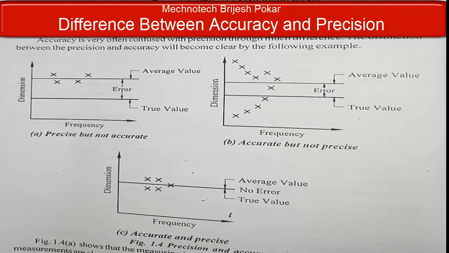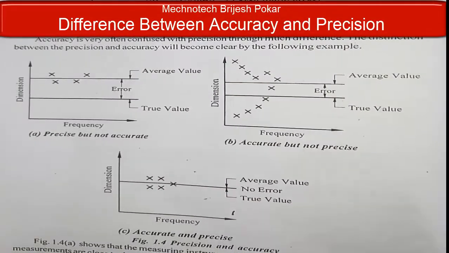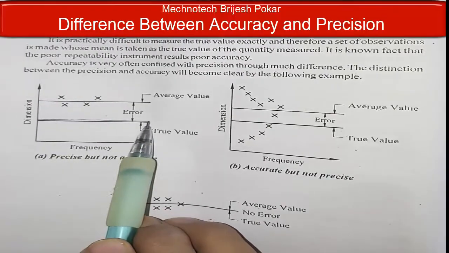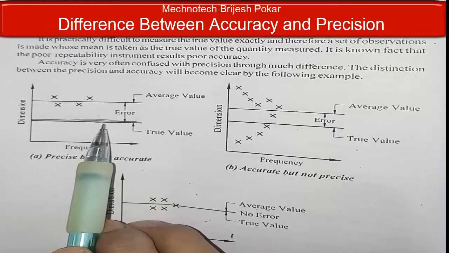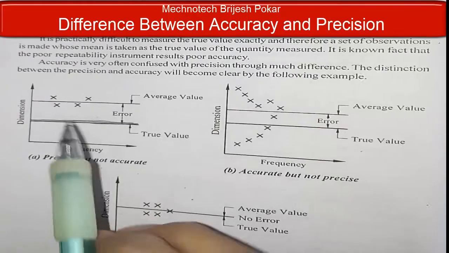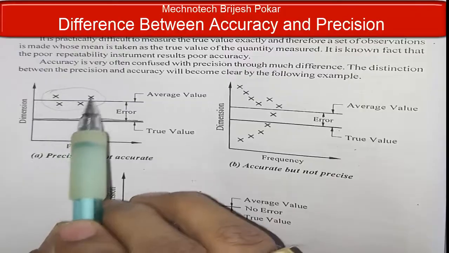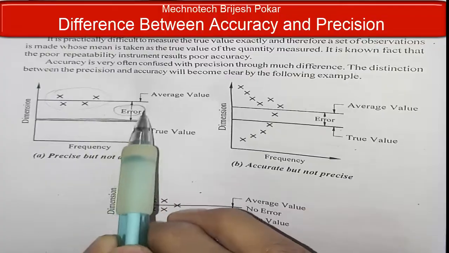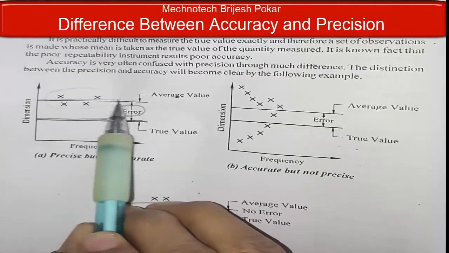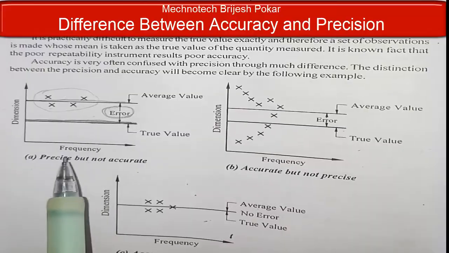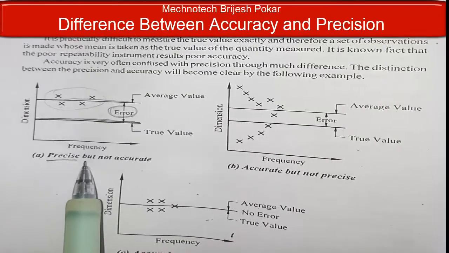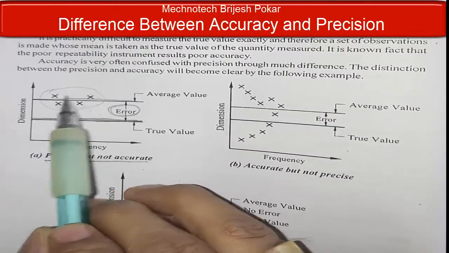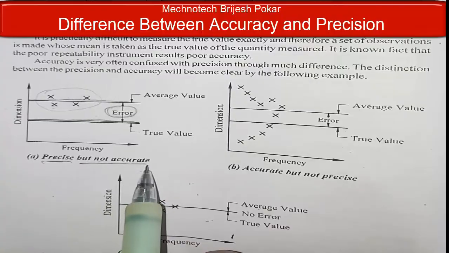Let me explain with one more example. Suppose here you can see this is a true value. If you consider the dimension, this is the true value and your target is over here. The difference between true value and measured value is called the error, and this line is the average value, right? So here we can say it is precise but not accurate. Whatever we measured is continuously near this line, so it is precise but not accurate.